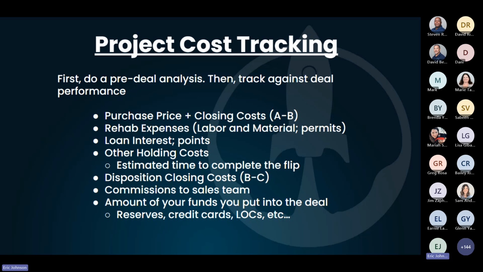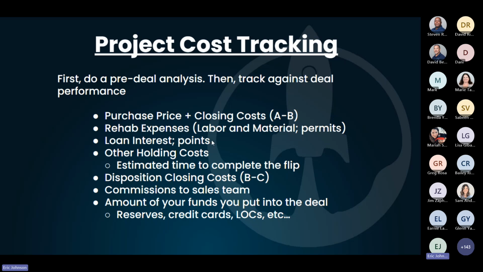Here are some of the things that you need to be tracking when you are controlling your project costs. Of course, you'll know the purchase price, and you also want to track the closing costs. Right here, I put A to B. When I put A to B and B to C, this basically is the front end transaction versus the back end transaction. You, the investor, will always be B. So in this scenario, you're purchasing, and so you want to make sure you track the purchase price and the closing costs. You want to track your rehab expenses, your labor and materials, permits, anything that's needed to get the house in a saleable condition.